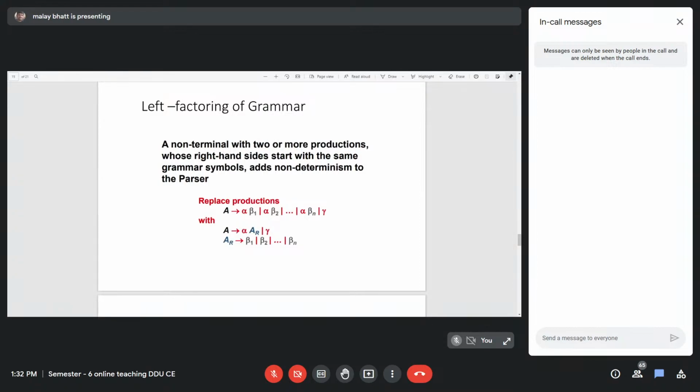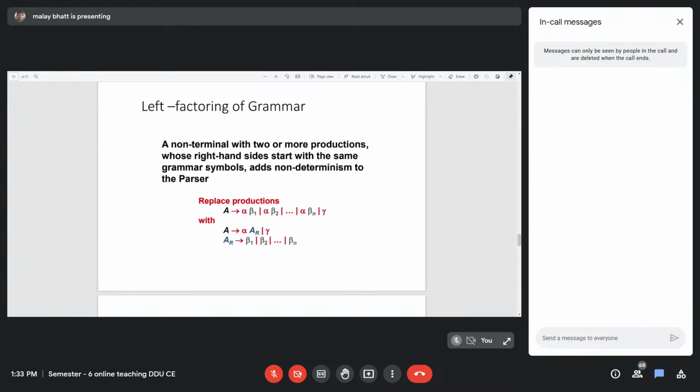The left-hand side is a non-terminal, while the right-hand side is a combination of terminals and non-terminals. A gives alpha beta 1 or alpha beta 2 or alpha beta n or gamma. You can see that alpha is common in these grammar rules, while gamma is a rule in which there is no common part like alpha. The problem of non-determinism arises because all these production rules start with alpha.